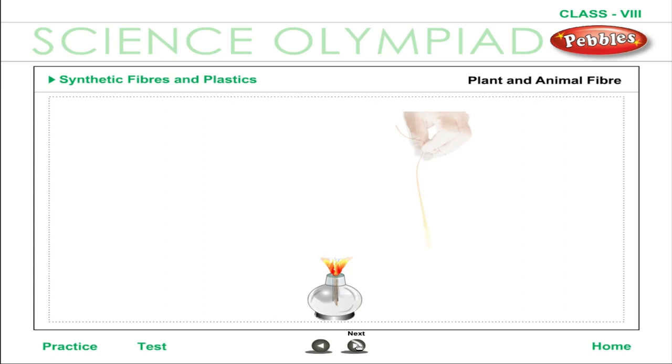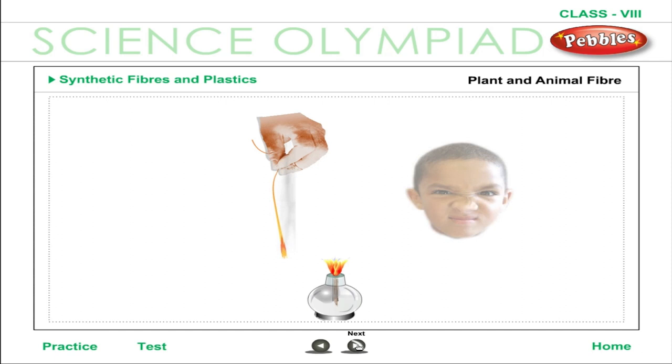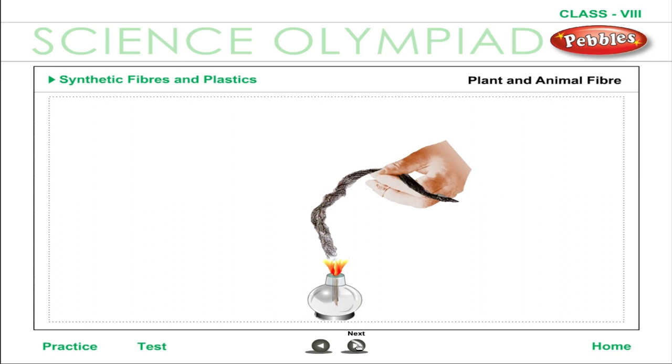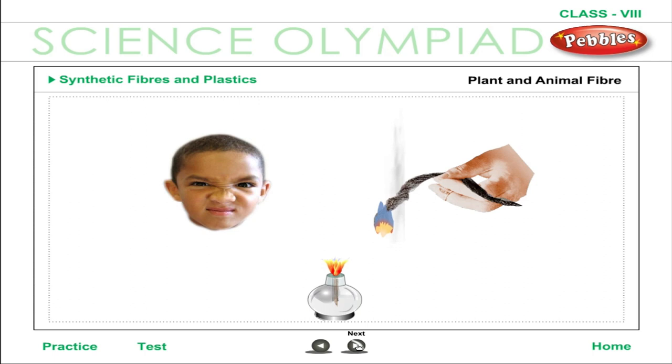Plant and animal fiber. Burn a piece of sewing thread, plant, and a piece of wool, animal. Observe and smell the smoke produced on burning. The smoke from the sewing thread will smell like burning paper, because it is made up of cellulose. The smoke from the wool piece will smell like burning eggs or pulses, because it is made up of proteins.